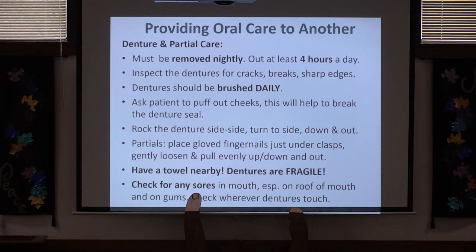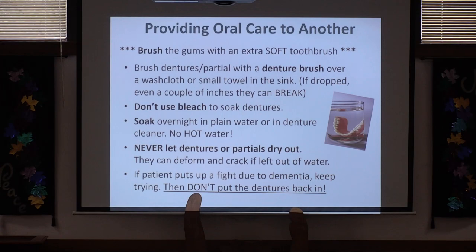Check for any sores in the mouth, especially on the roof of the mouth and on the gums. Check wherever dentures touch. That's how some dentists find oral cancer too. They're able to identify it. Brush the gums with an extra soft toothbrush. Brush dentures and partials with a denture brush over a washcloth or small towel in the sink. If dropped even a couple of inches, they can break.